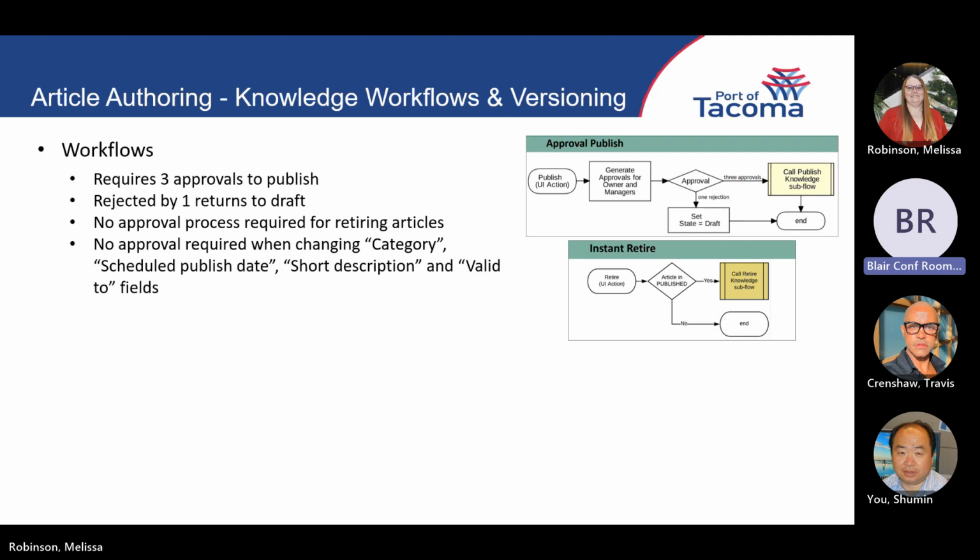No approval process for retiring articles. And then there's also, we're going to go into versioning in a minute, but we have what we call major and minor versions, and a minor version doesn't require approval to publish the change. And those are the category, scheduled publish date, short description, and the valid to fields. If you change any of those fields in an article, you can just automatically publish it. It won't go into a review state.